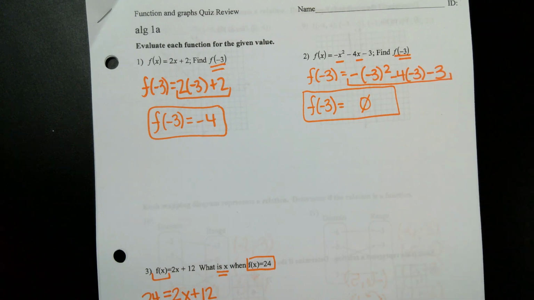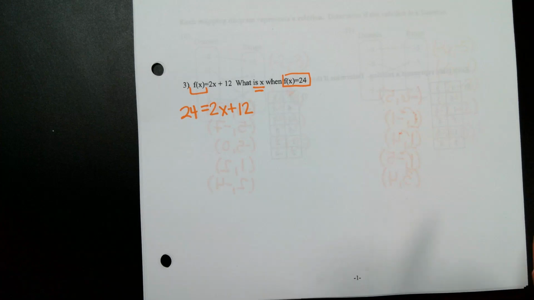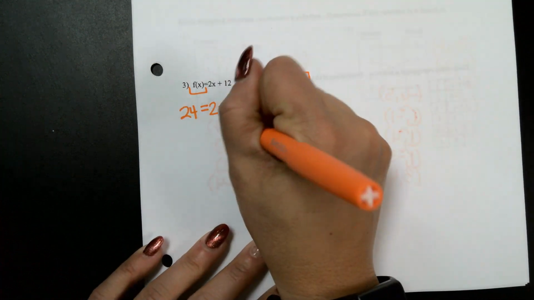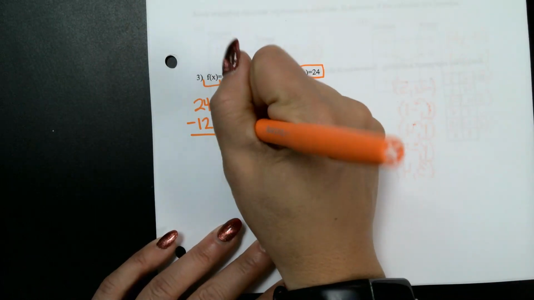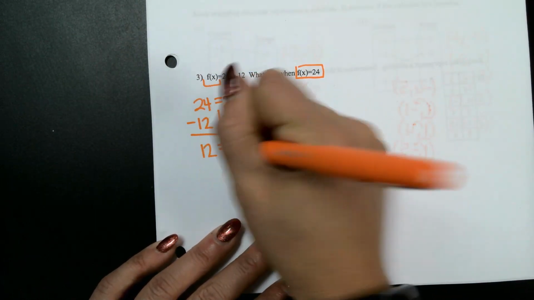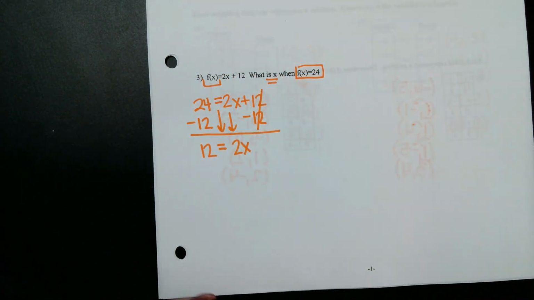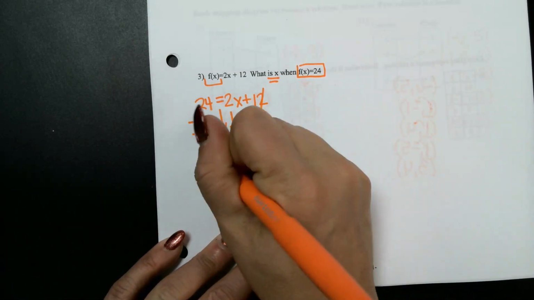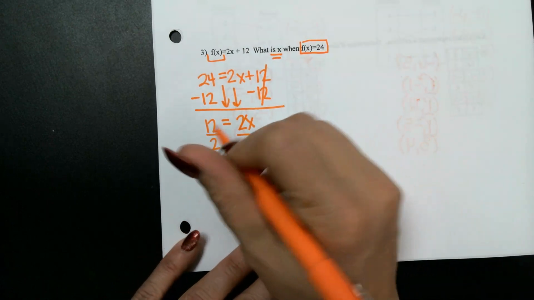Now for number 3, when you're solving a two-step equation, how would I solve that? What's step 1? Subtract the 12 from both sides. So 24 minus 12 is 12. Bring down your equals and bring down the 2x. And then we divide by what? Divide by 2. So what's 12 divided by 2? 6.